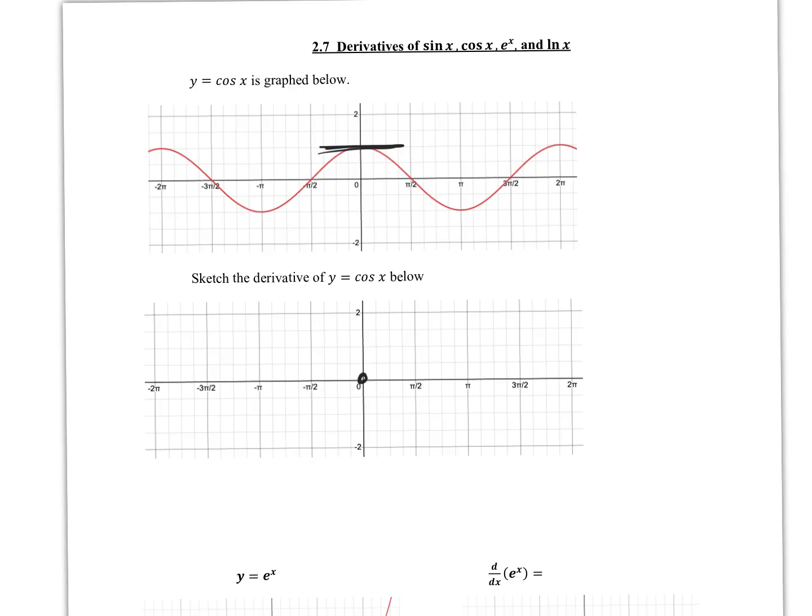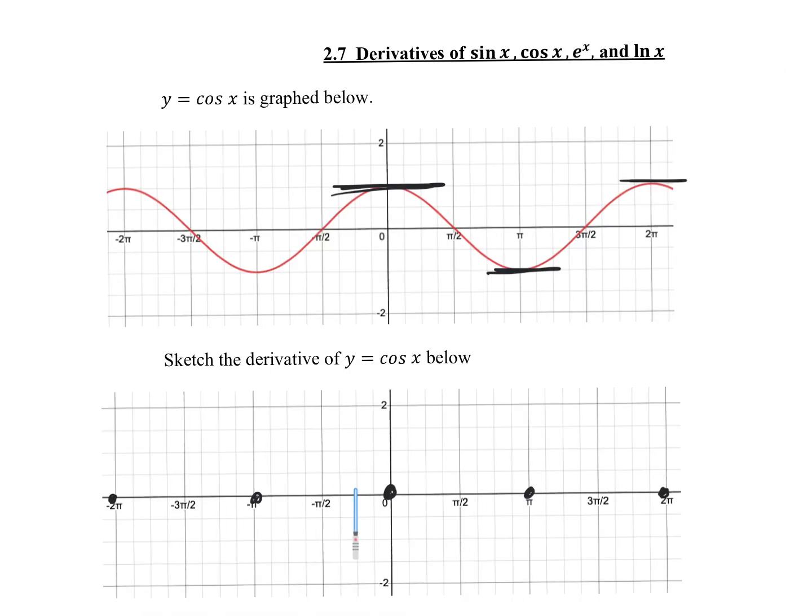Since we're going to graph the derivative, we're going to go like that. Where else do we have a slope of 0 on my cosine function? Pi, 2 pi, negative 2 pi. Fabulous. Thank you. So we've got some zeros plotted.